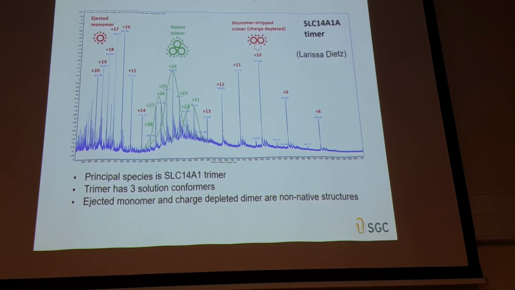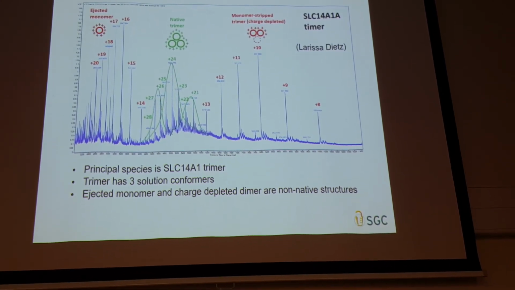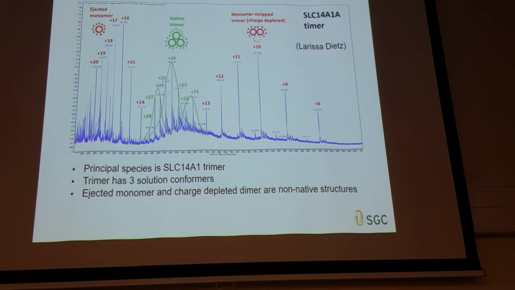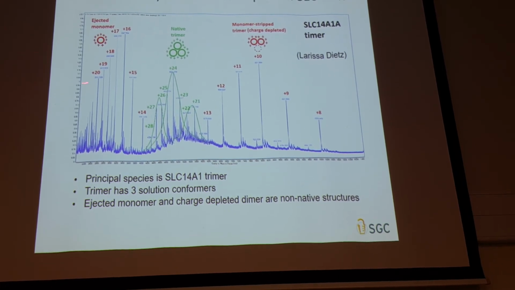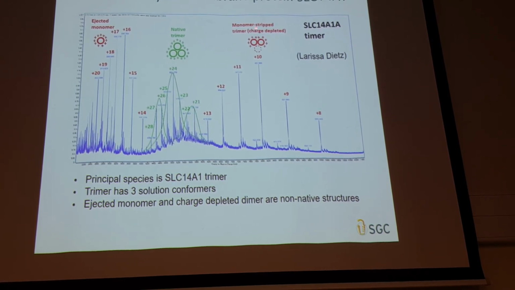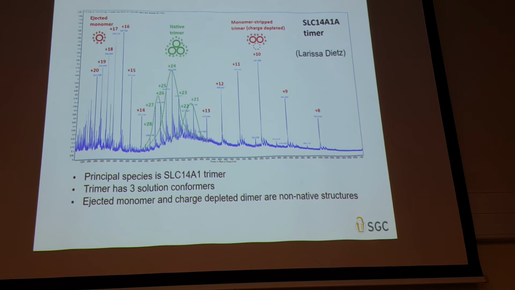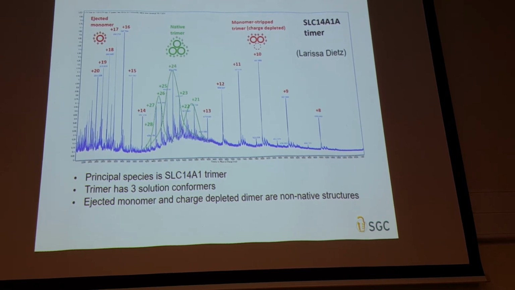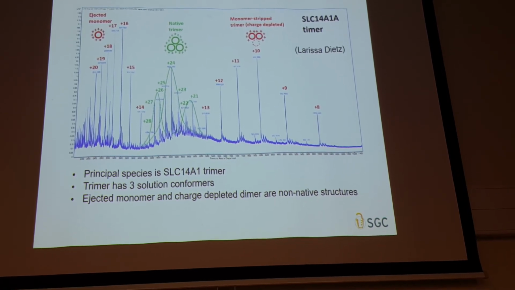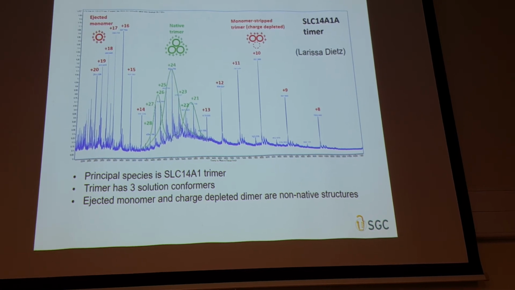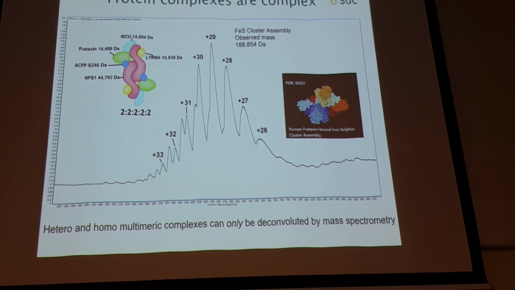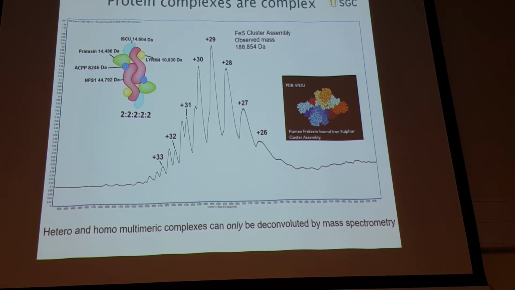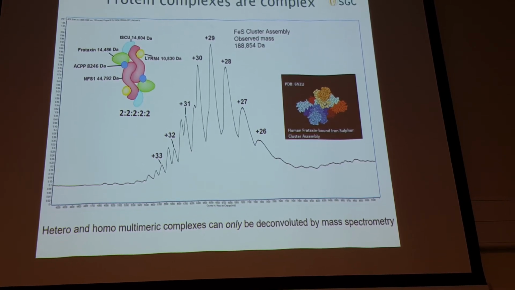tetramer. Here's another example where we determined stoichiometry for a membrane protein, and it turns out this membrane protein is a trimer. These structures here that I've labelled in red, these are an artifact of the collisional activation that you need to do in order to remove the detergent. So protein complexes are important, particularly in native mass spectrometry.